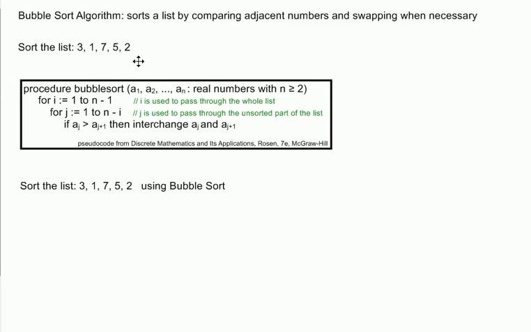So as you start fixing numbers in position here, you're never going to have to look at them again. So the second loop is going to get shorter and shorter each time. And the only real set of commands we have here is if the thing you're looking at, j, is greater than the next one, j plus 1, then interchange them, swap them.